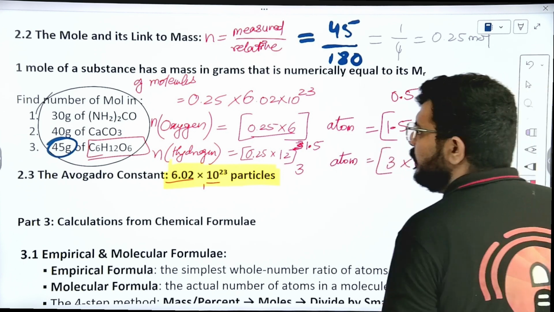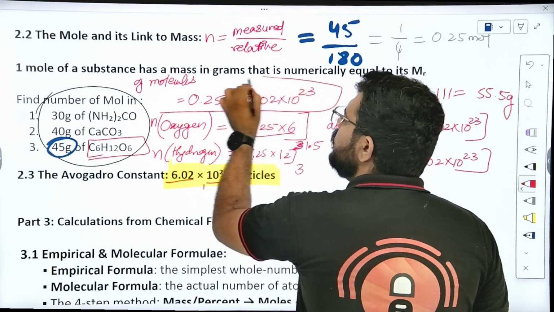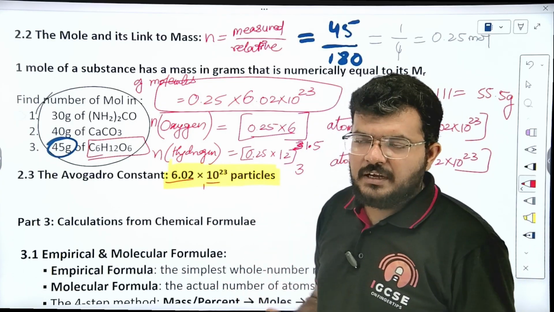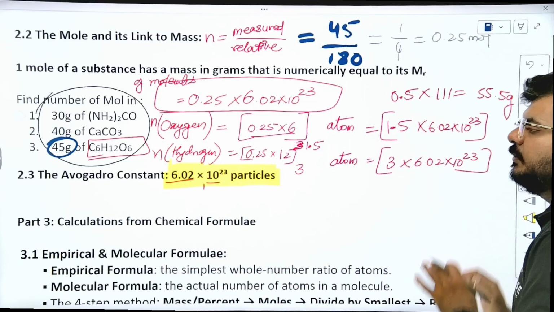But this does not break the logic that the number of glucose molecules is still this much. It is still true, right? I hope this makes sense to you.